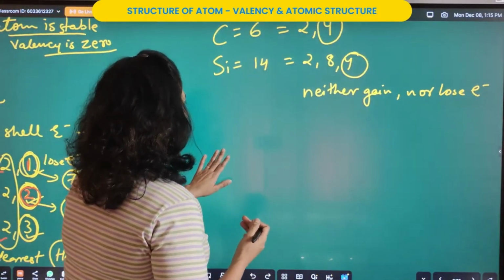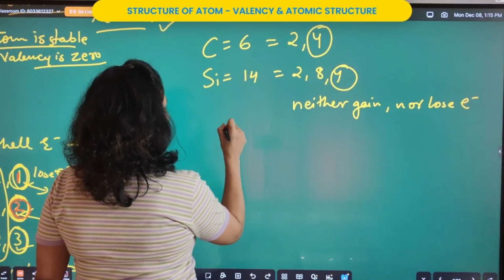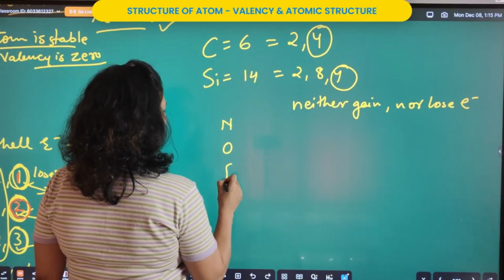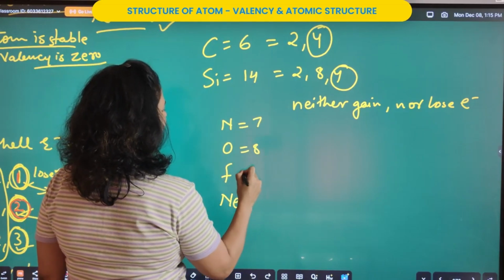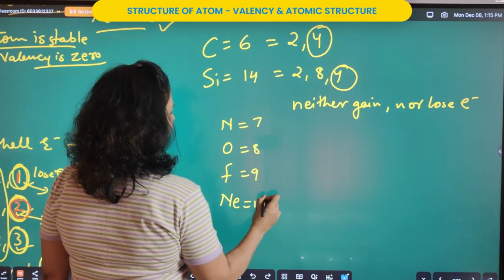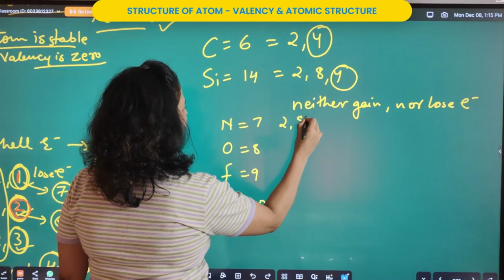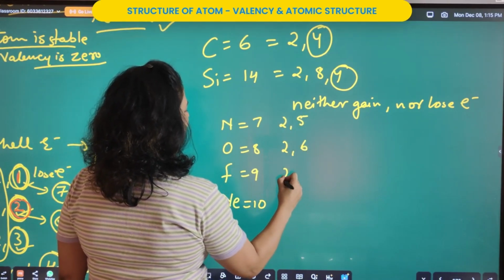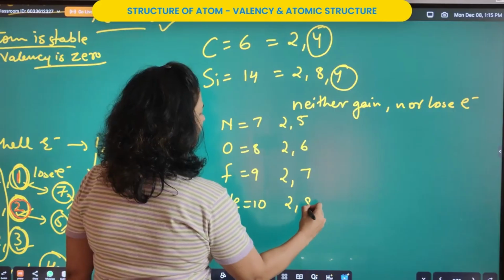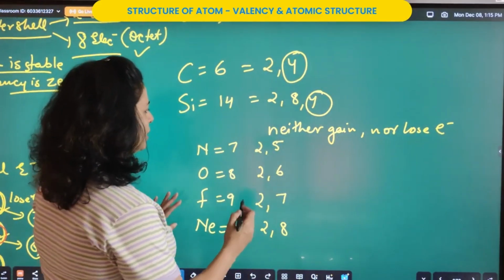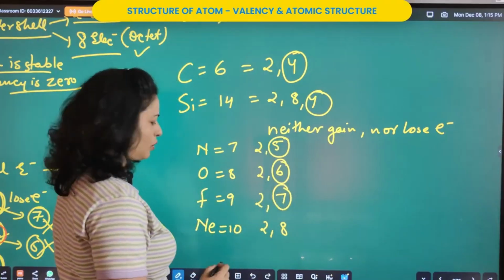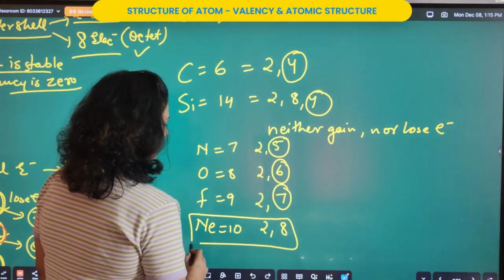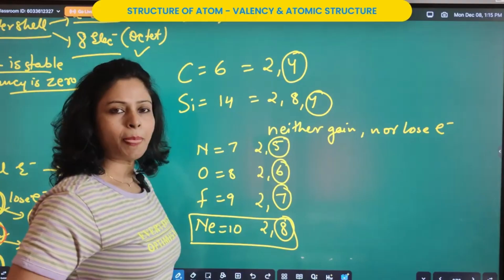After carbon, if you see nitrogen, it is 7, then 8, 9, and 10. So what is the electronic configuration here? 2,5; then 2,6; 2,7; and 2,8. Now the last shell is having 5 electrons here, 6 electrons here, and 7 electrons here. But here this is neon, a noble gas, whose last shell is filled with 8 electrons.